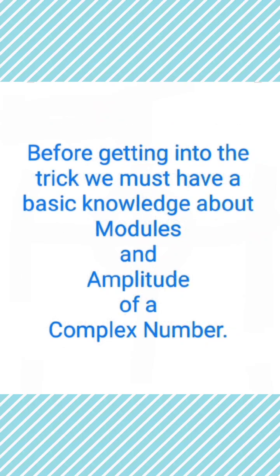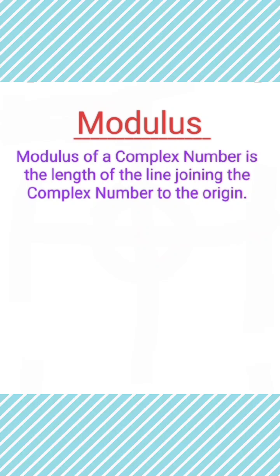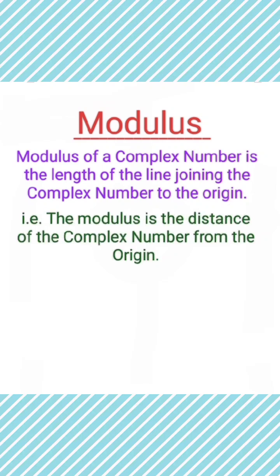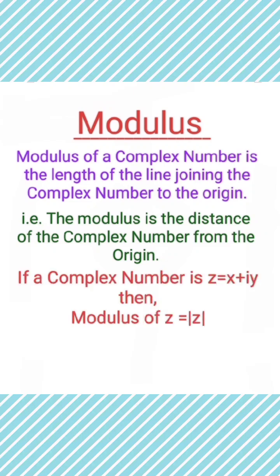Before getting into the trick, we must have a basic knowledge about modulus and amplitude of a complex number. Modulus of a complex number is the length of the line joining the complex number to the origin. That is, the modulus is the distance of the complex number from the origin. If a complex number z equals x plus iy, then the modulus of z, that is mod z, equals root over x square plus y square.